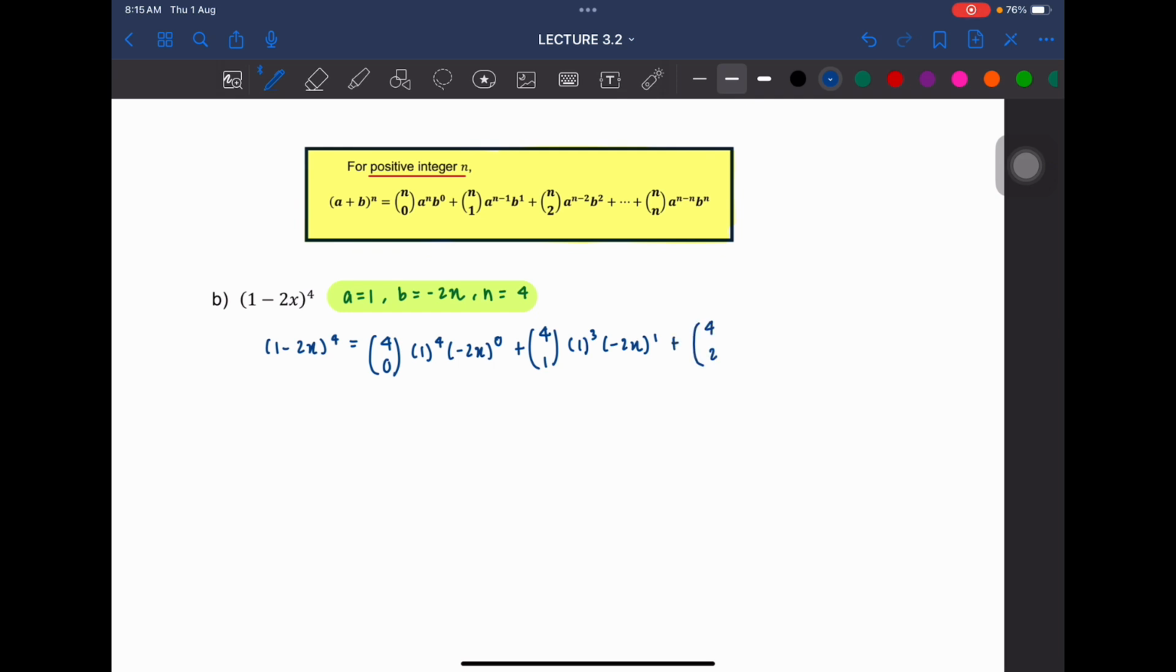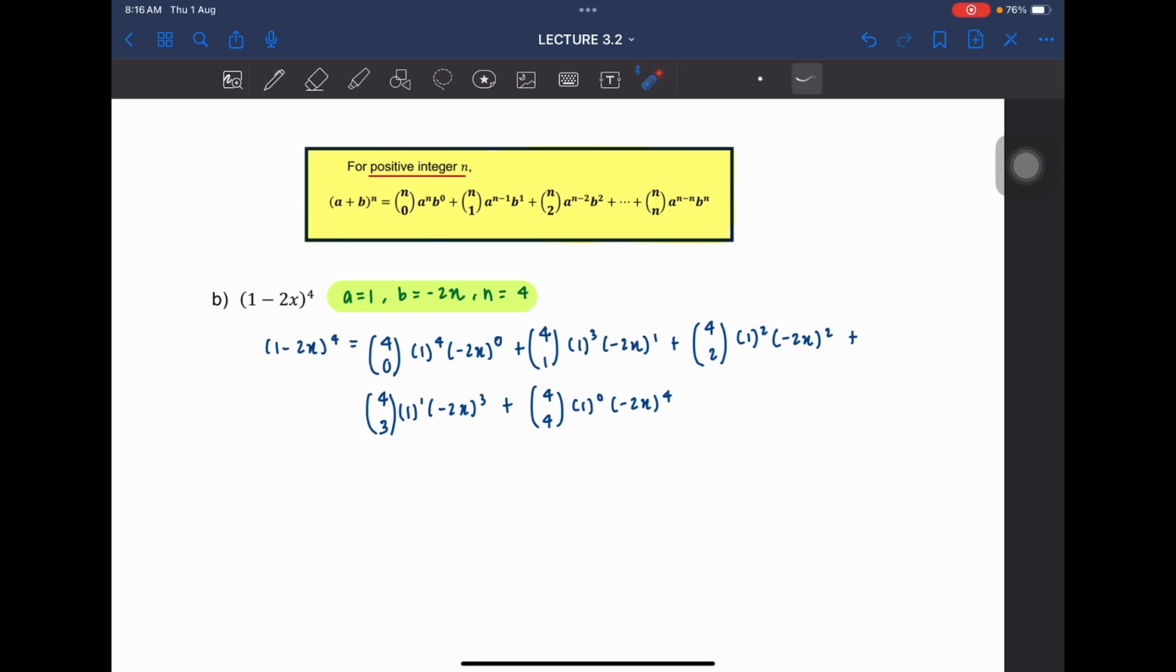We have 4 choose 2. Our a gonna decrease in power. Our b gonna increase. Okay, and then we continue. We have plus 4 choose 3. 1 to the power of 1. And then negative 2x to the power of 3. And then last one, we have 4 choose 4. Okay, the last term, 4 choose 4. And then our a is 1 to the power of n minus n, which is 0. And then our b, power of 4.